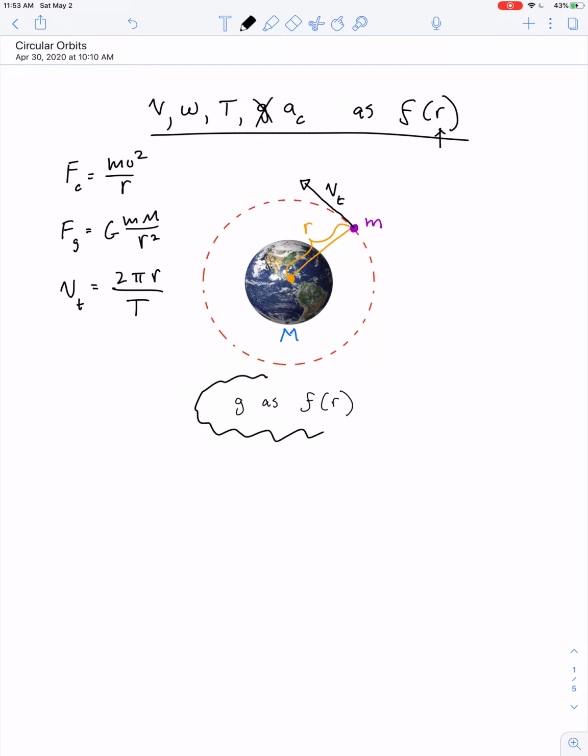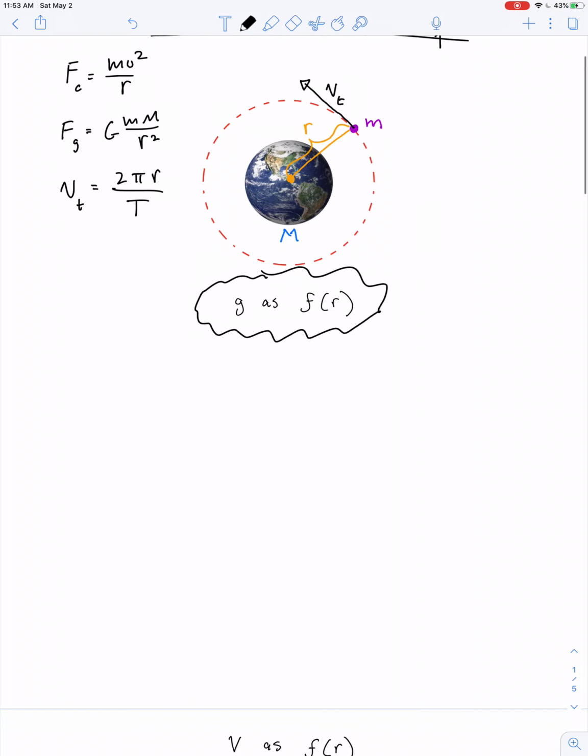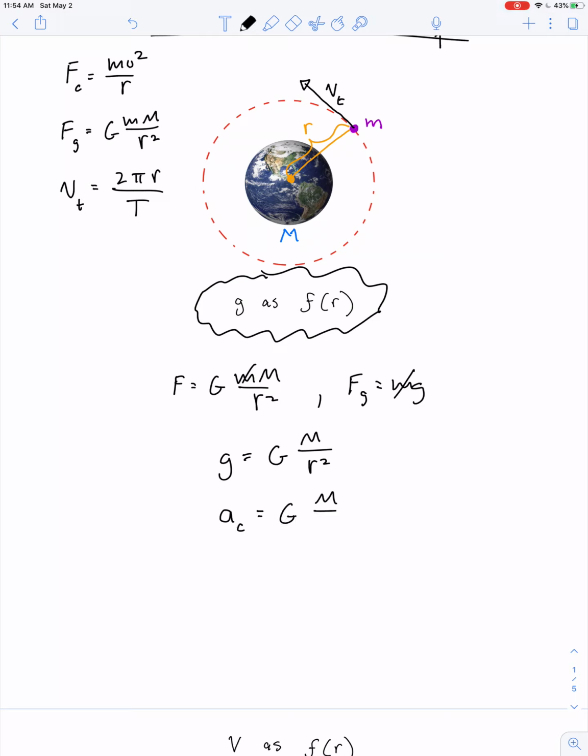Now, I think in the previous video we already showed that acceleration due to gravity is certainly a function of r. If force of gravity is GMm over r squared, but force of gravity is also mg, then when we set these equal to each other, the m cancels out, and gravitational field strength is nothing more than capital G times the mass of the planet being orbited divided by r squared. So it's following an inverse squared relationship. The gravitational field strength is the object's centripetal acceleration. So these two expressions mean the same thing.